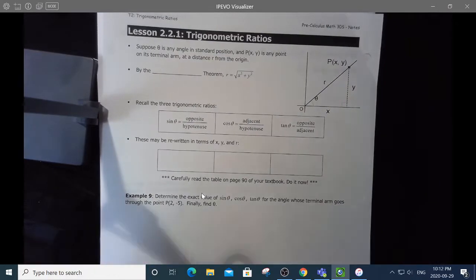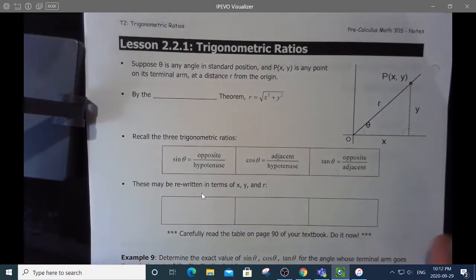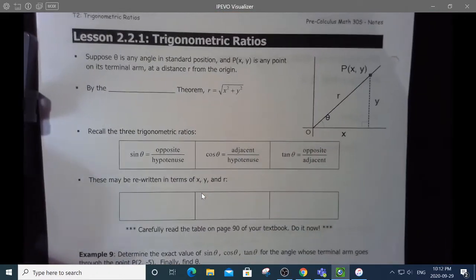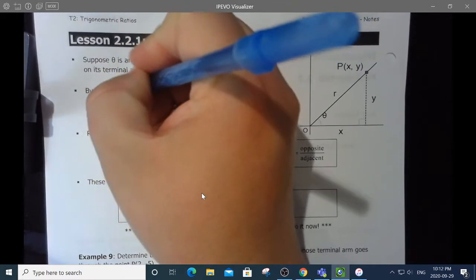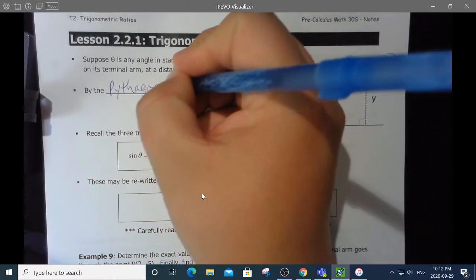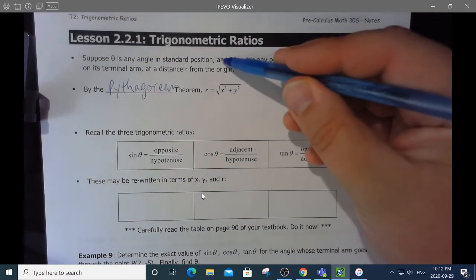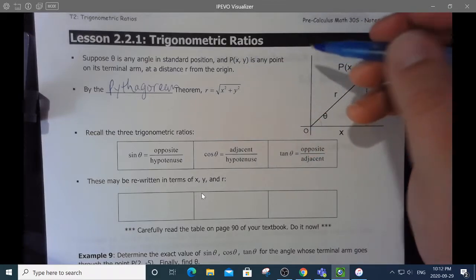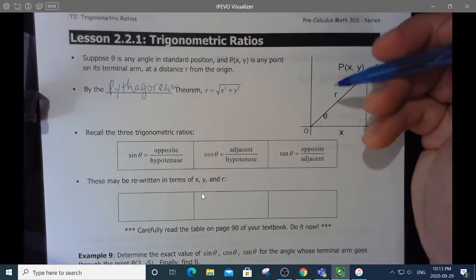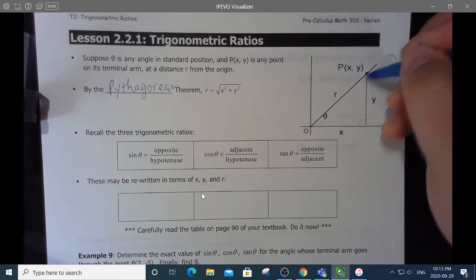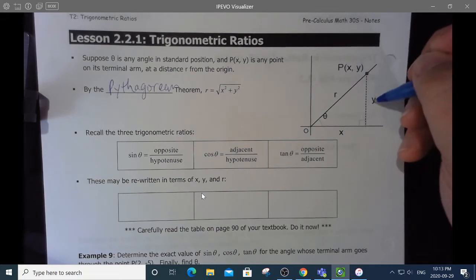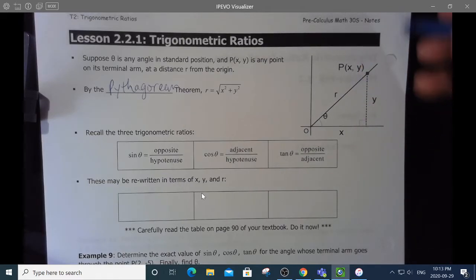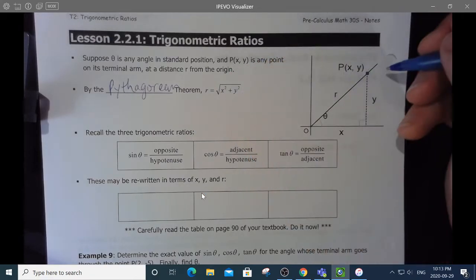Okay, so here we go. Let's get this zoomed in a bit and maybe moved over a little bit and down, and there we go. By the Pythagorean theorem, suppose any angle in standard position and P(x, y) is any point on its terminal arm at a distance r from the origin. By the Pythagorean theorem, you know the distance that it is from here to here. You could call it a radius if it was part of a circle, but you could also just call it r. You could call it c if you want to go a squared plus b squared equals c squared. We'll stick with r because we're always thinking about this as part of a circle, so r stands for radius. And this r is going to be the square root of x squared plus y squared.